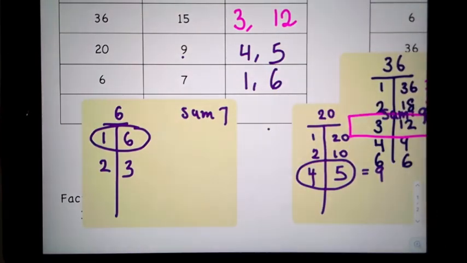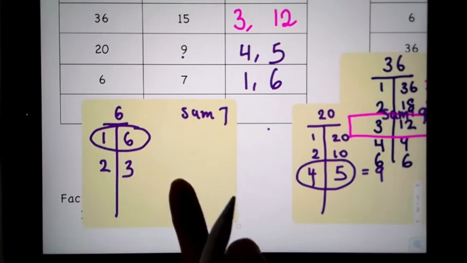Or you know what? You don't have to make the factor table if you can think about the number. So 6, then just in your head, you can do, 1 times 6, 2 times 3, and 1 plus 6 is 7. So like this, you can just do the mental math. Totally fine.